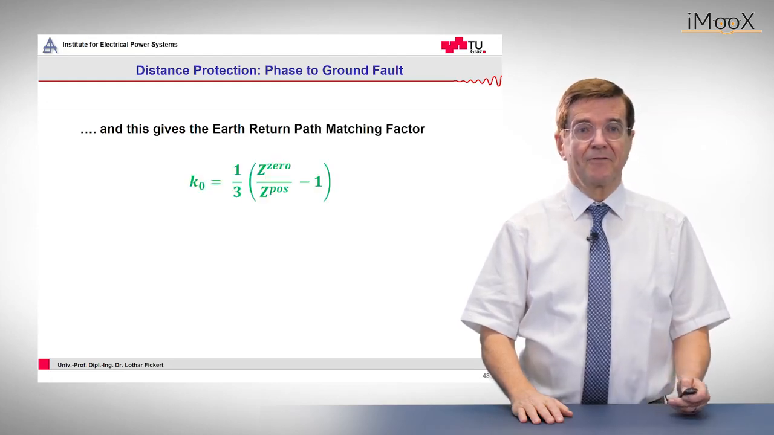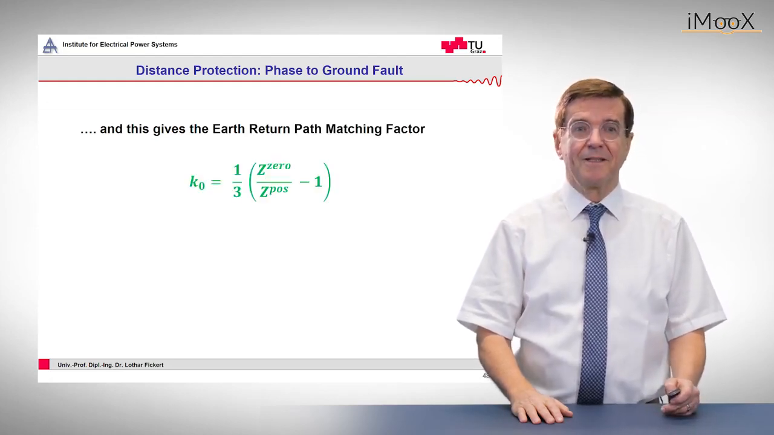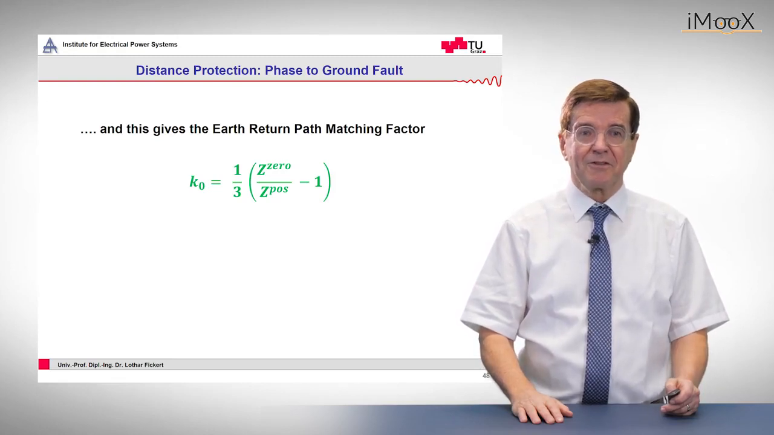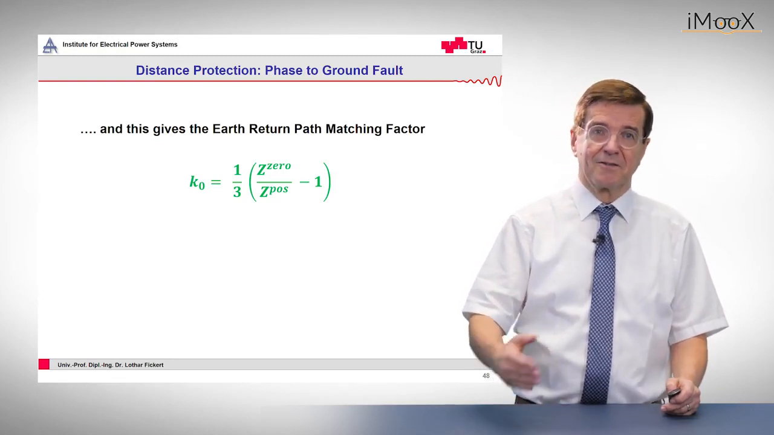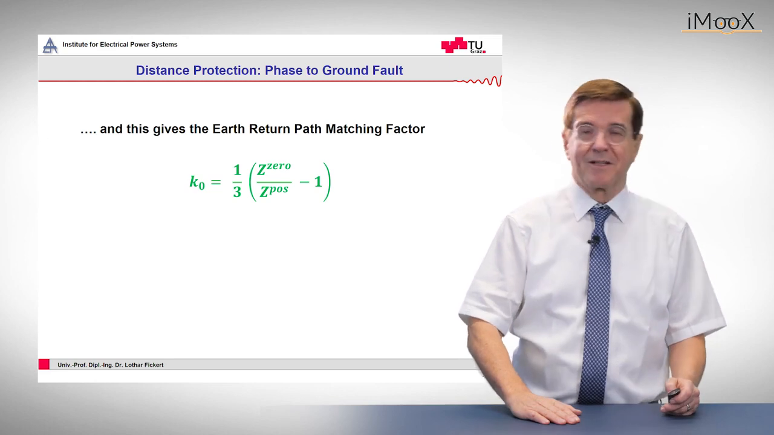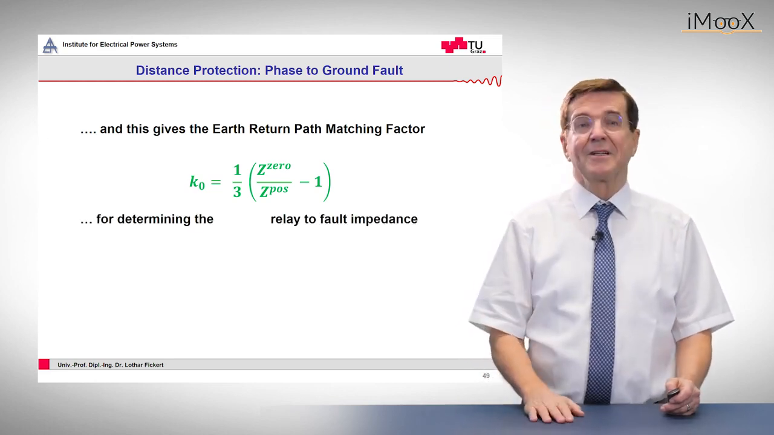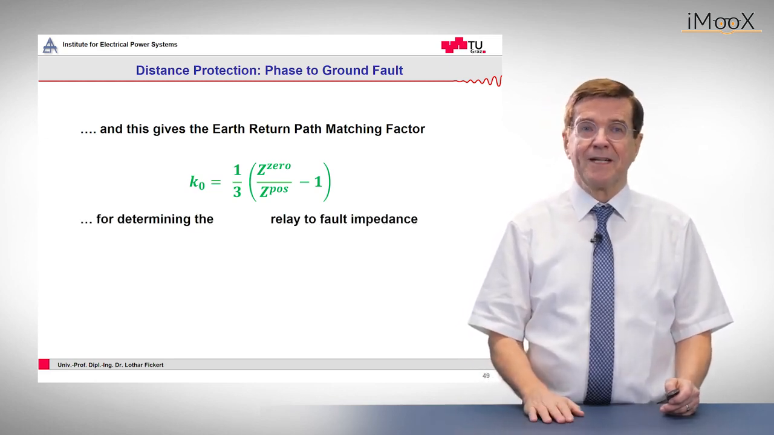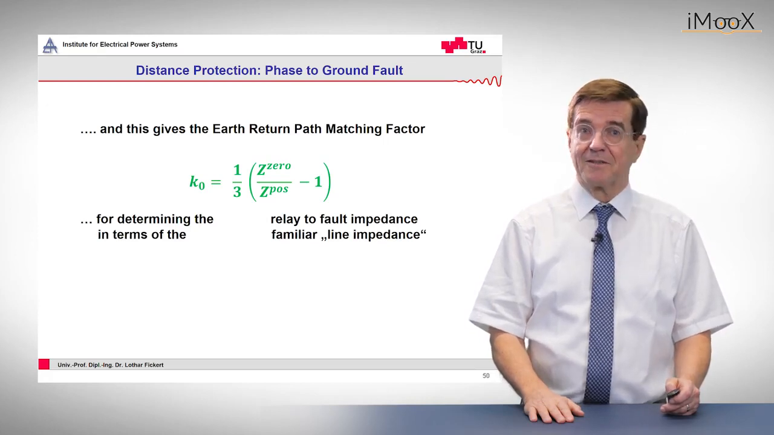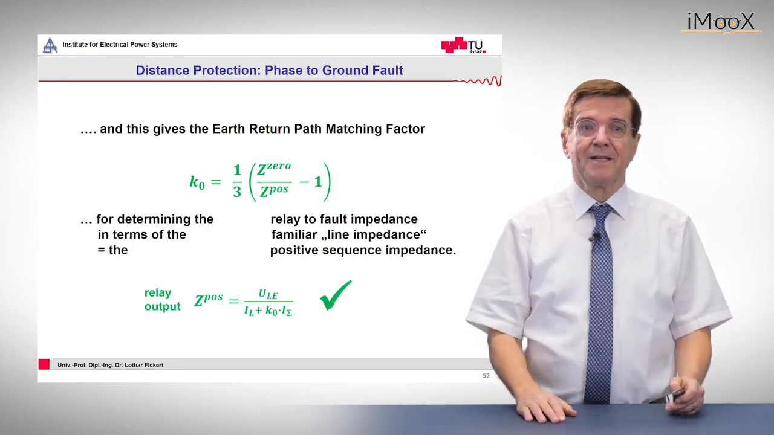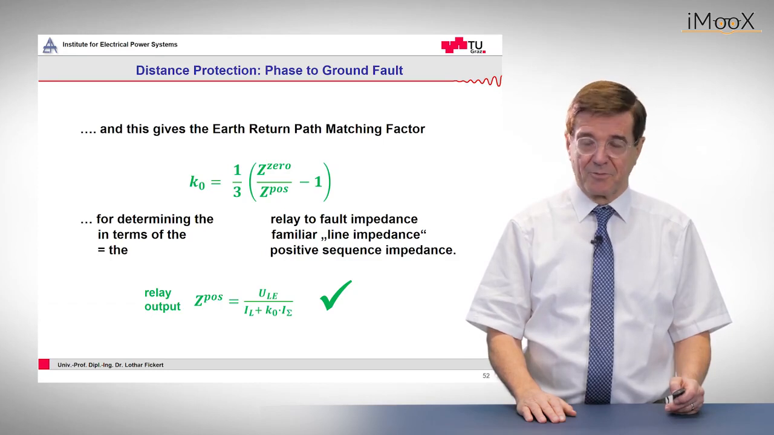So from this we can determine the Earth return path matching factor by dividing the zero sequence impedance by the positive sequence impedance minus 1 and so on. And then we can determine from this the relay to fault impedance, which is the familiar line impedance. And this is used for the relay output, which triggers the relay and determines the protection behavior.